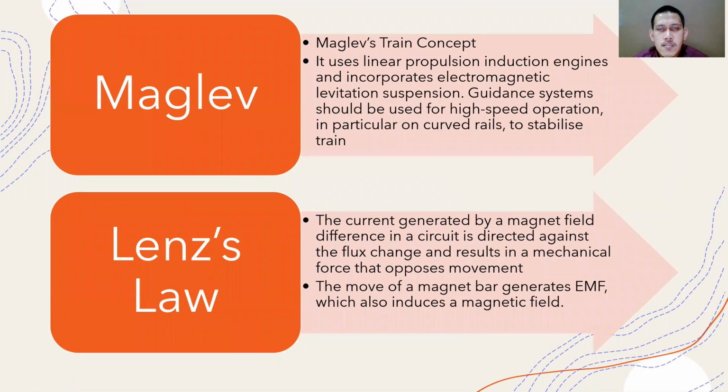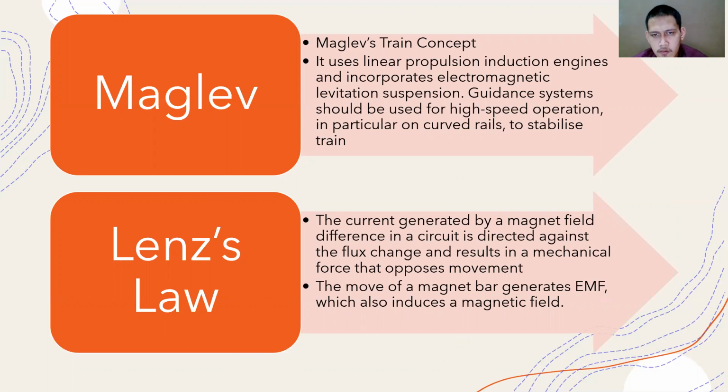Okay, we move to the next literature review, which is the study on the maglev train concept, which uses the same concept as our hybrid generator development. It uses a linear propulsion induction engine and incorporates electromagnetic levitation suspension, which means the repulsion from magnets of the same pole is the same idea that we have identified in the maglev concept.